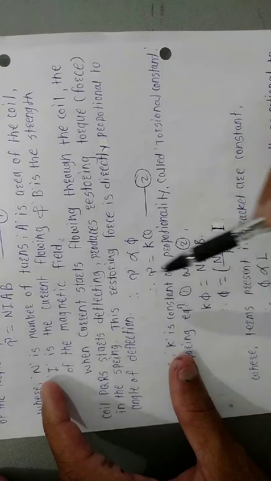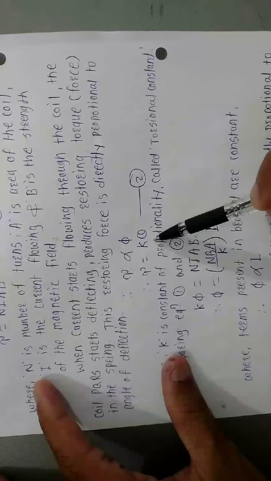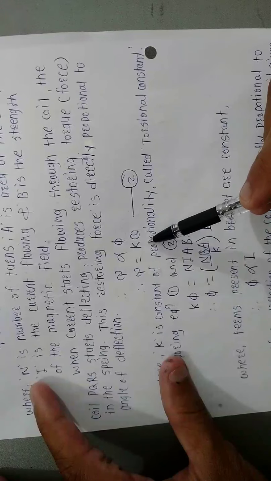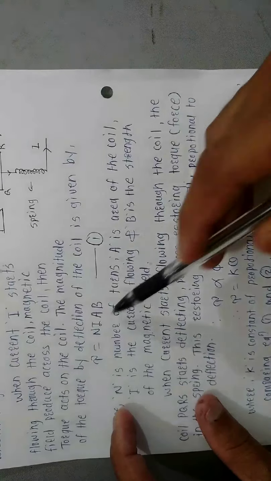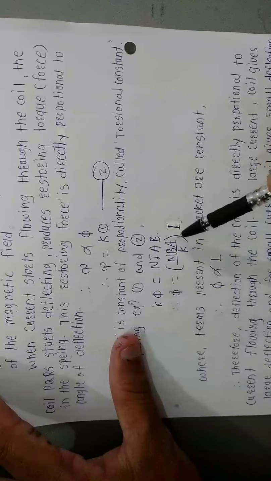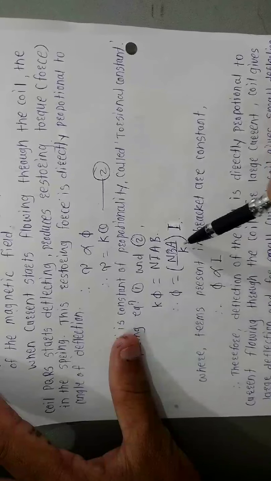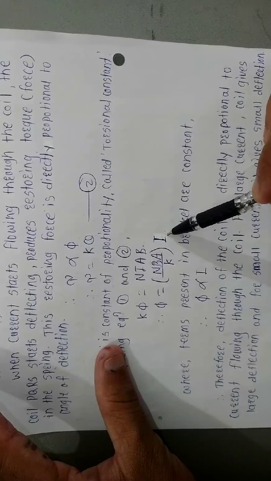So the restoring torque in the spring is directly proportional to the deflection of the coil. If we remove the proportionality sign, we introduce a constant K. This is called the torsional constant, or twist constant. This is equation number 2. From equations 1 and 2, the left sides are the same, so we can compare the right sides. Then K phi equals NIAB, so phi equals (NBA/K) times I.